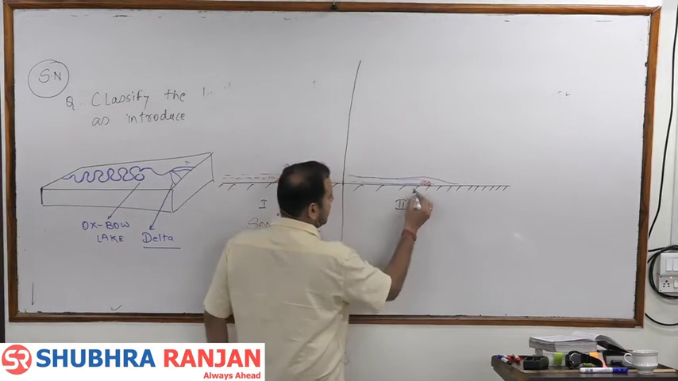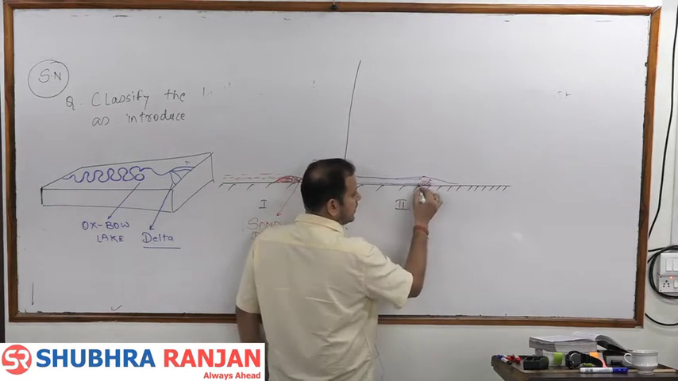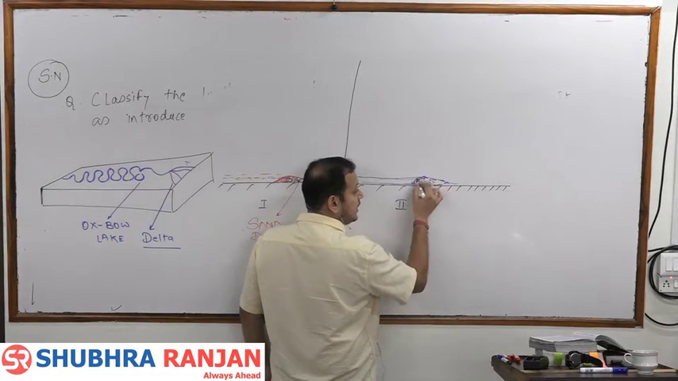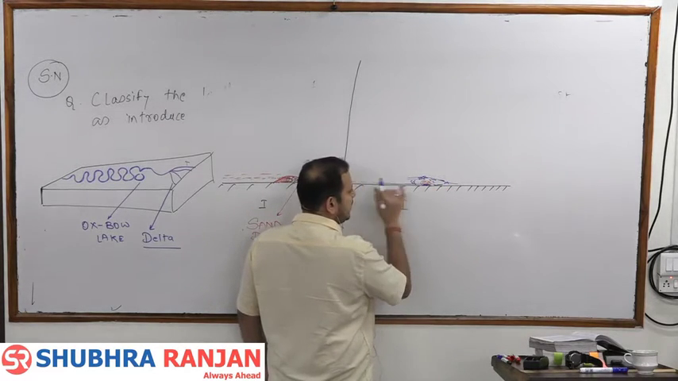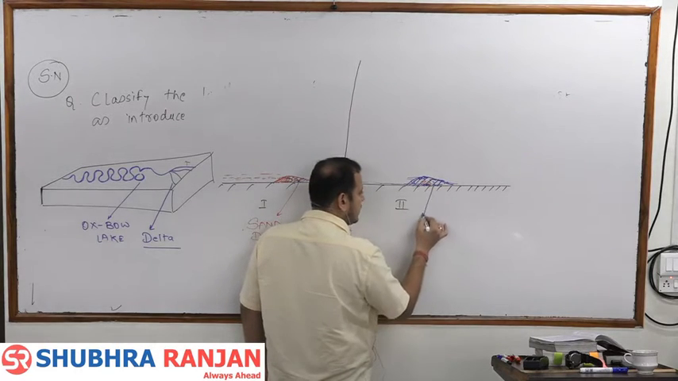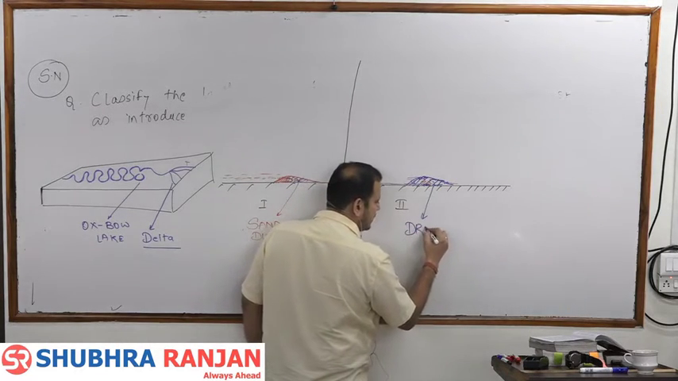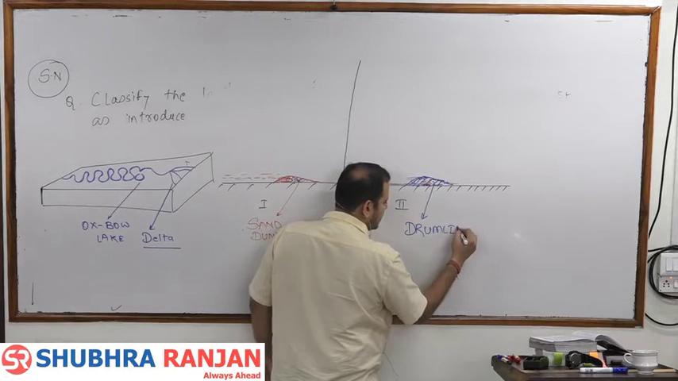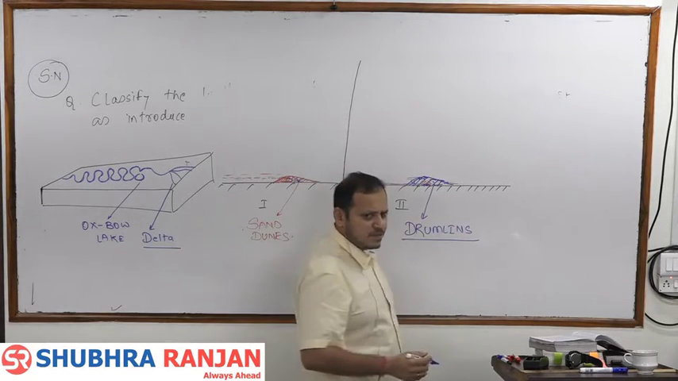So over the period of time, these sediments will be deposited here. Now when the glacier melts, it becomes water, but the sediments remain in this region. And these sediments are known as, you will understand this, drumlins. I've just taken an example here.